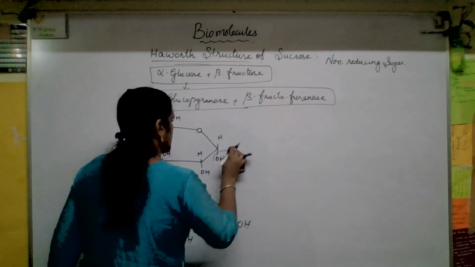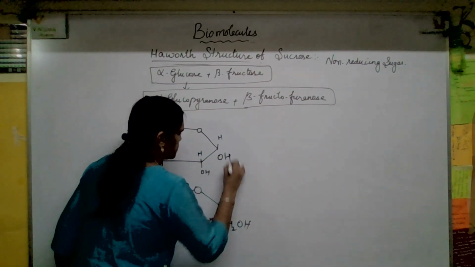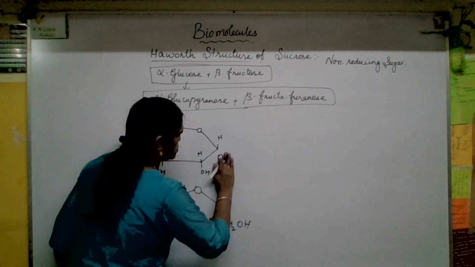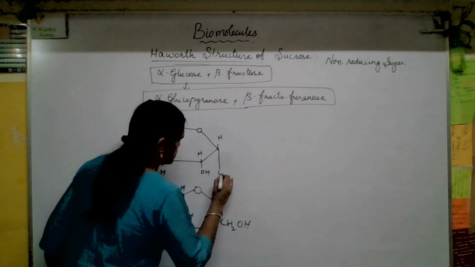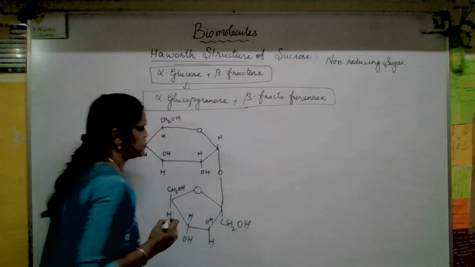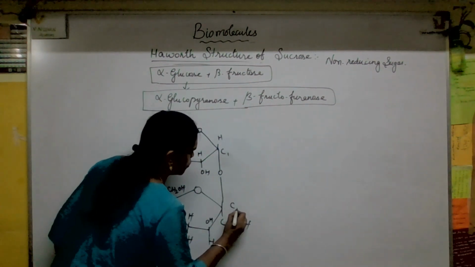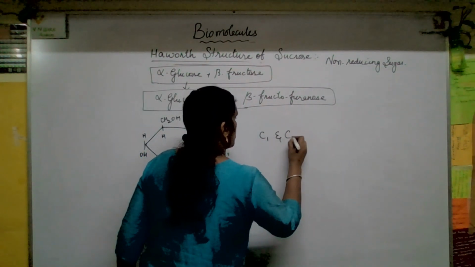This OH is connected with another OH. So a water molecule is released, which means one oxygen will be available. That is the formation of the glycosidic linkage. This is carbon 1 and this is carbon 2. So what is the linkage? Carbon 1 and carbon 2.